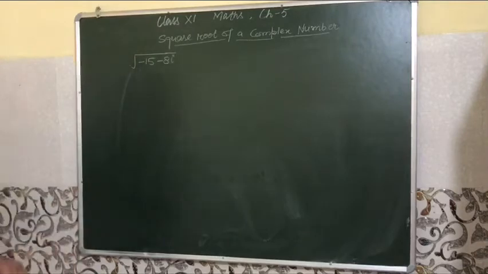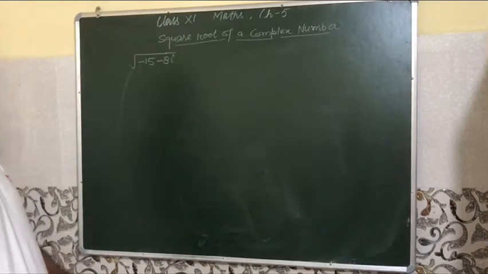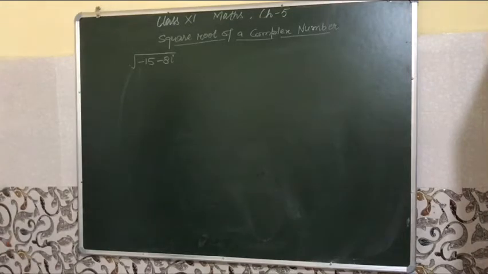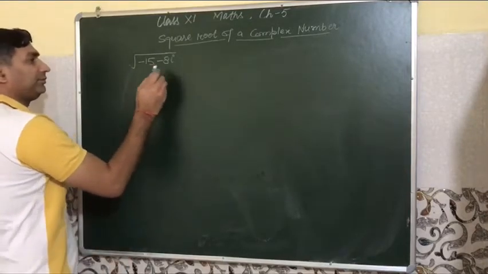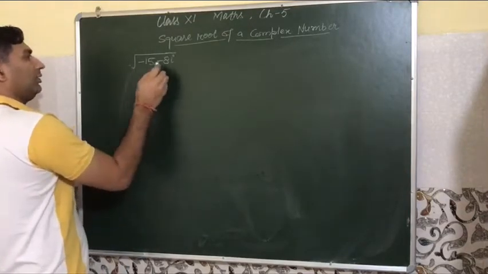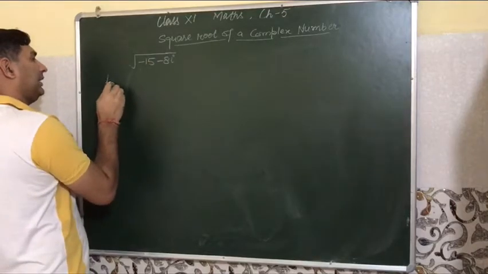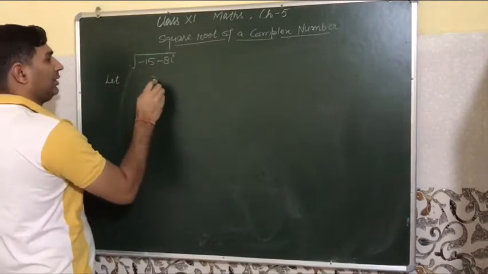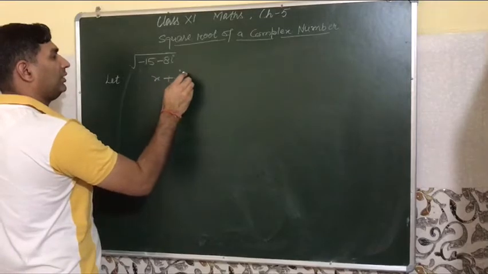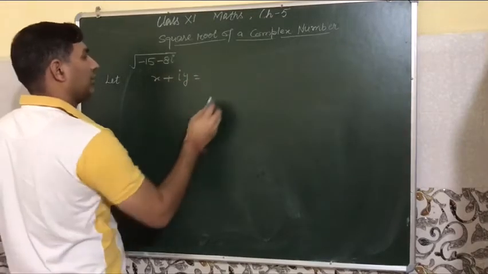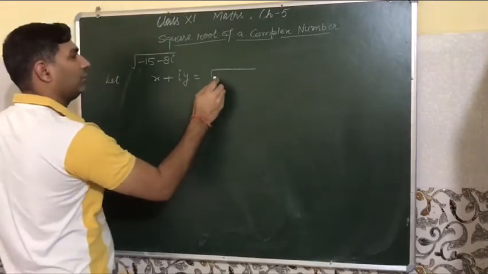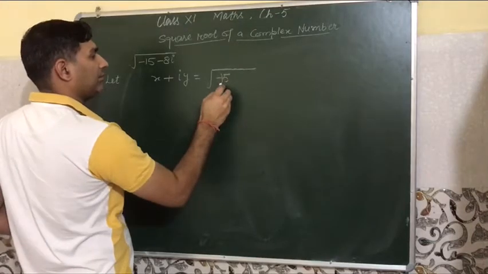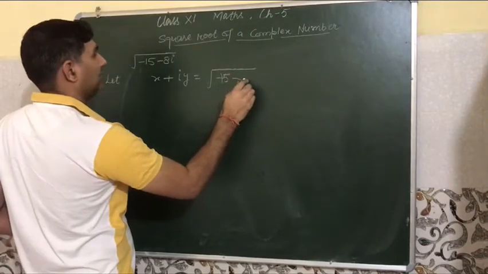आपको इसका square root find out करना है. This square root of a complex number is a most important question in the supplementary exercise. To find the square root, let x plus iota y be equal to the square root of minus 15 minus 8 iota.